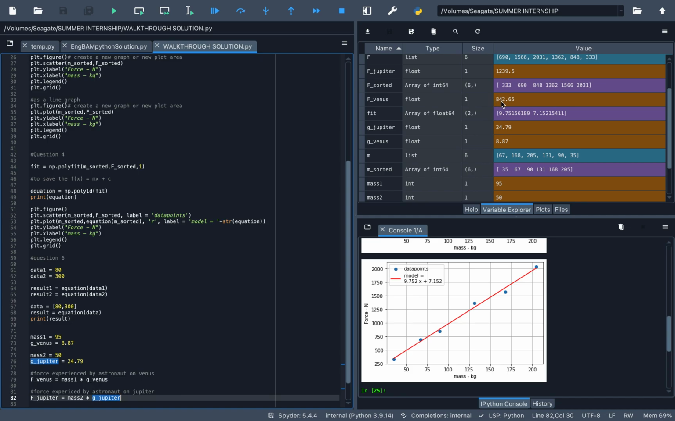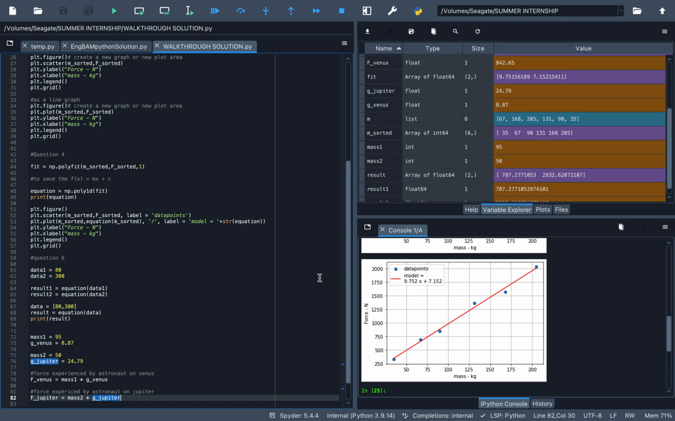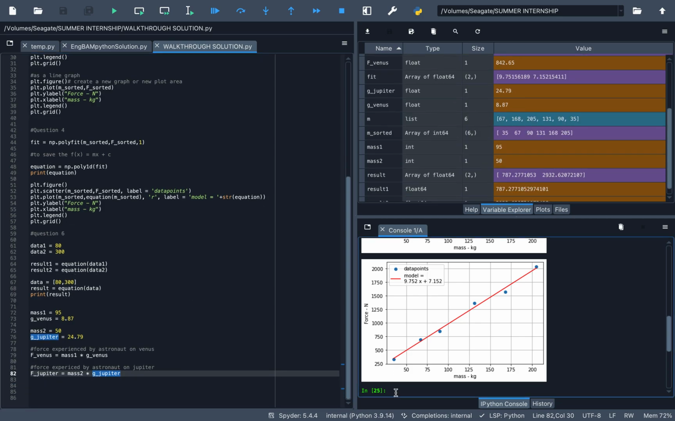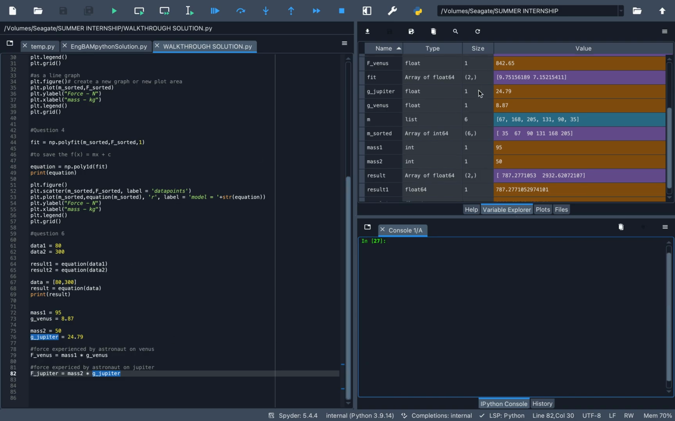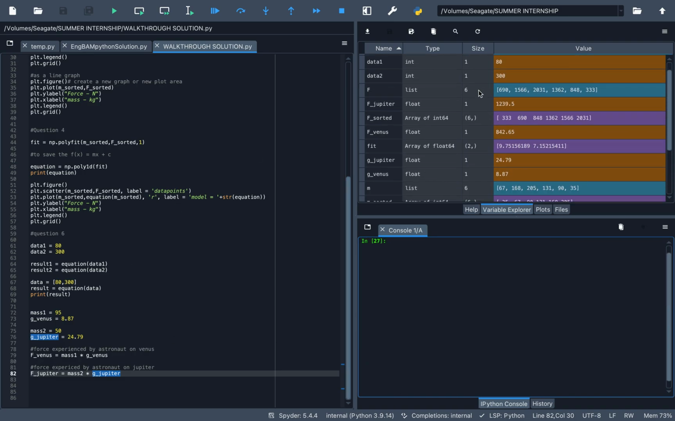And the astronaut on Venus, when we look for F Venus, experiences a force of just 842.65. So just for ease, what I'm going to do is print out the results so that we can have them at the bottom here, so they are close together.